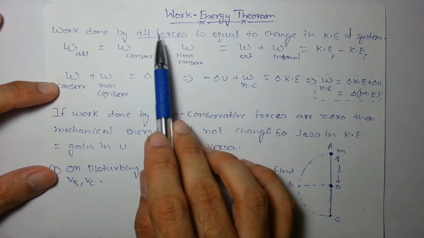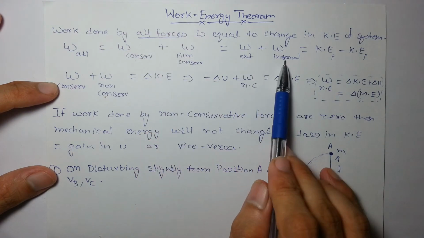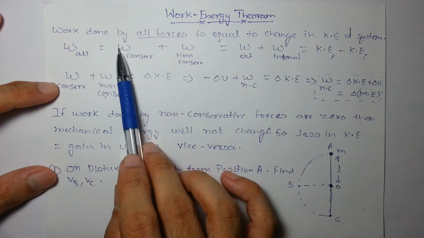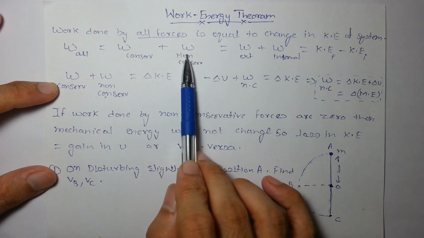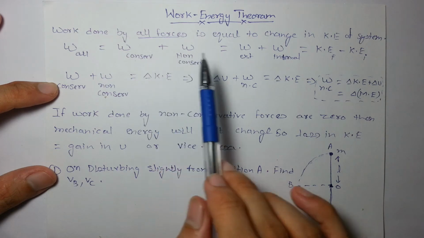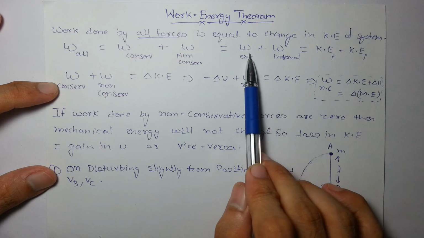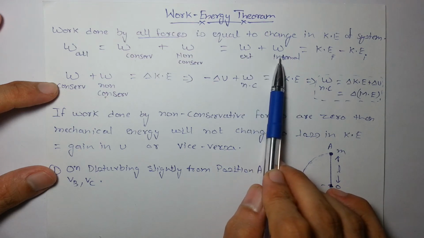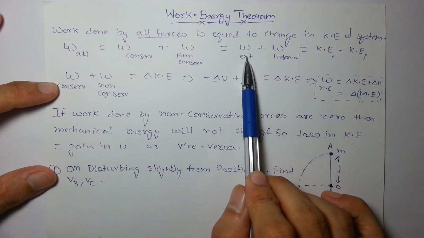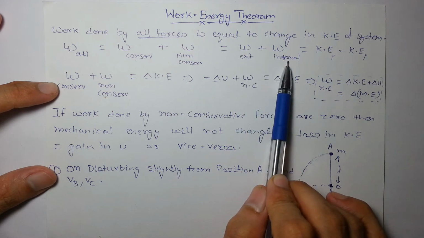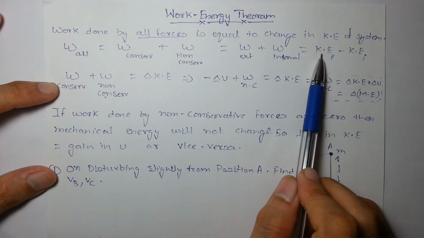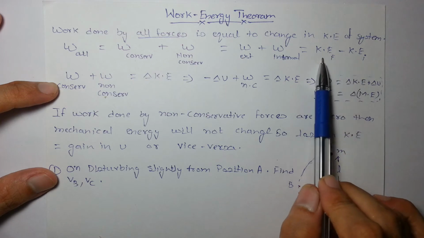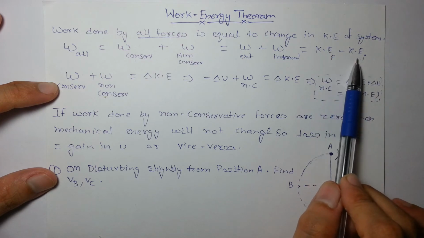We can also divide the forces as external and internal. So work done by all is work done by conservative plus work done by non-conservative. Again, we can also categorize forces in terms of external and internal forces. So it will be work done by external plus work done by internal forces, which is equal to final kinetic energy minus initial kinetic energy. This can also be termed as change in kinetic energy.